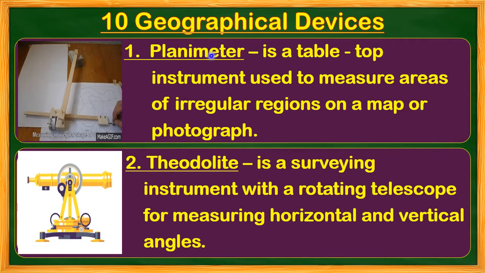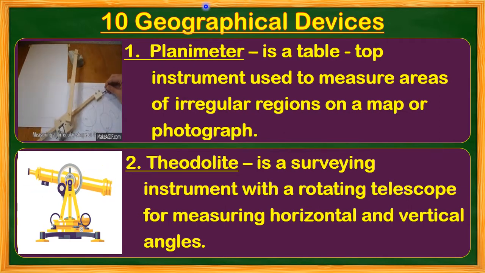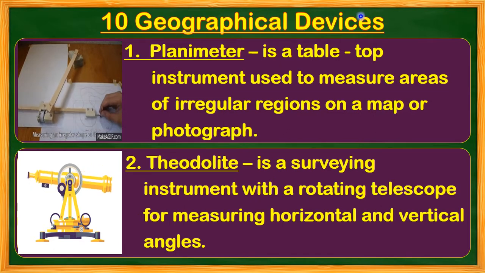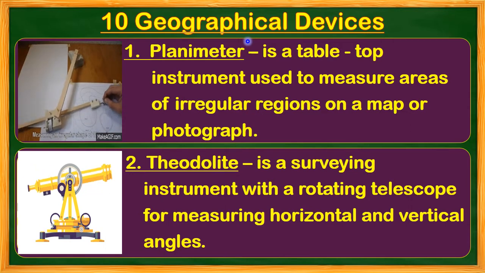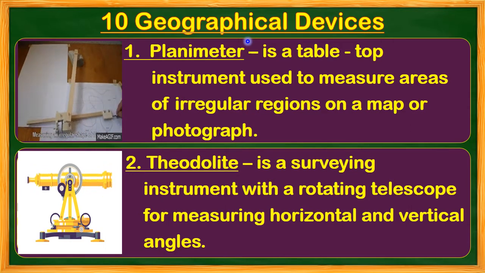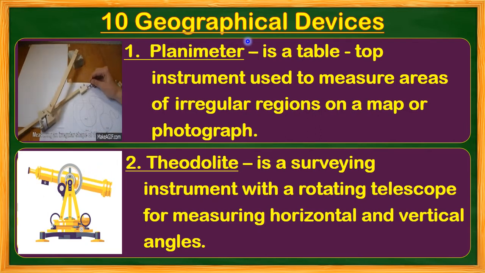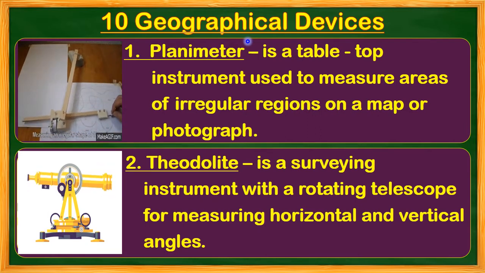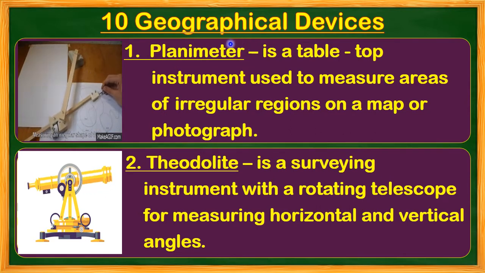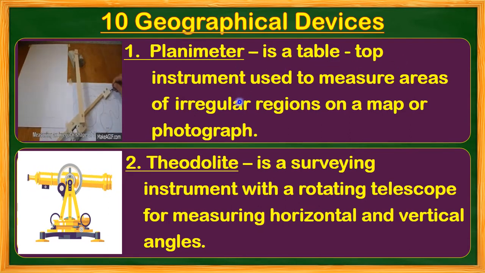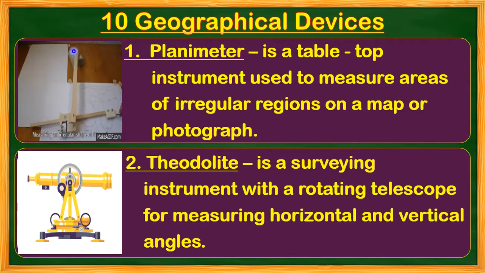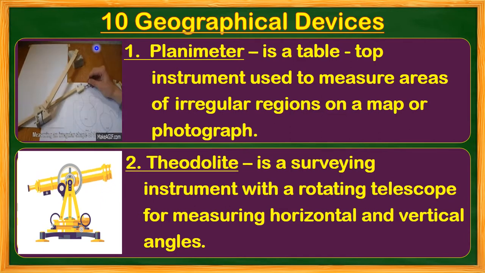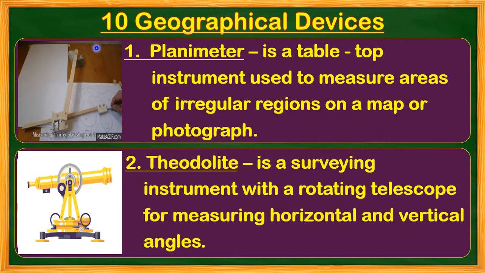So class, the first topic that we will be discussing are the 10 geographical devices. We have here 10 geographical devices and we are going to read them one by one. At the left side of the monitor, you can see the image of that certain geographical device. So let's start now. Number 1, we have planimeter. What is a planimeter? It is a tabletop instrument used to measure areas of irregular regions on a map or photograph. This one is an image of a planimeter and how it looks like.